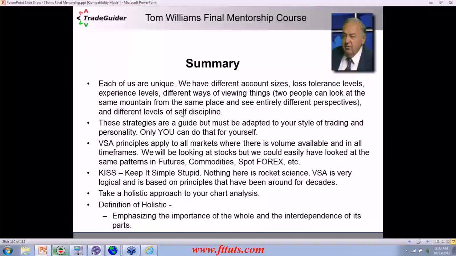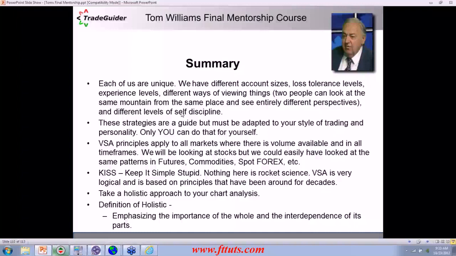We've been looking today at stocks and Forex. We looked at a number, but it works in all markets: futures, commodities, spot Forex, the lot. KISS, keep it simple. Nothing here is rocket science. VSA is a very logical system based on principles that have been around for decades. Take a holistic approach to reading your charts. Remember, look at the whole and the interdependence of its parts.